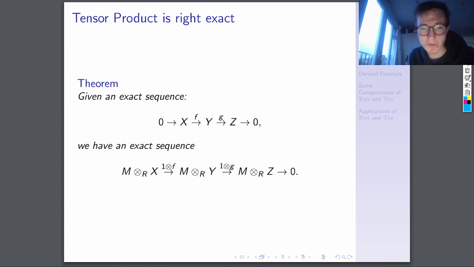I will not be proving the right exactness of the tensor product, because I think that's a little bit more technical than proving the left exactness of the Hom functor, so I will just leave this as, just trust me, basically. This is right exact.